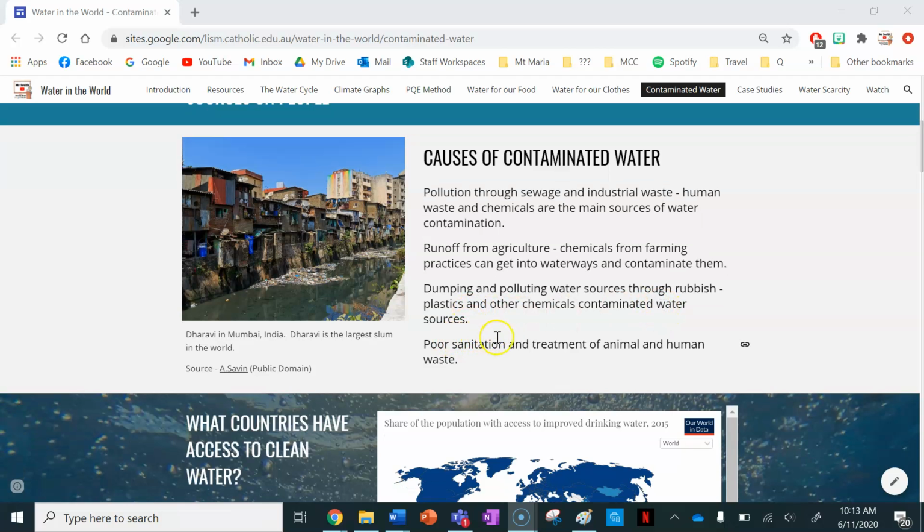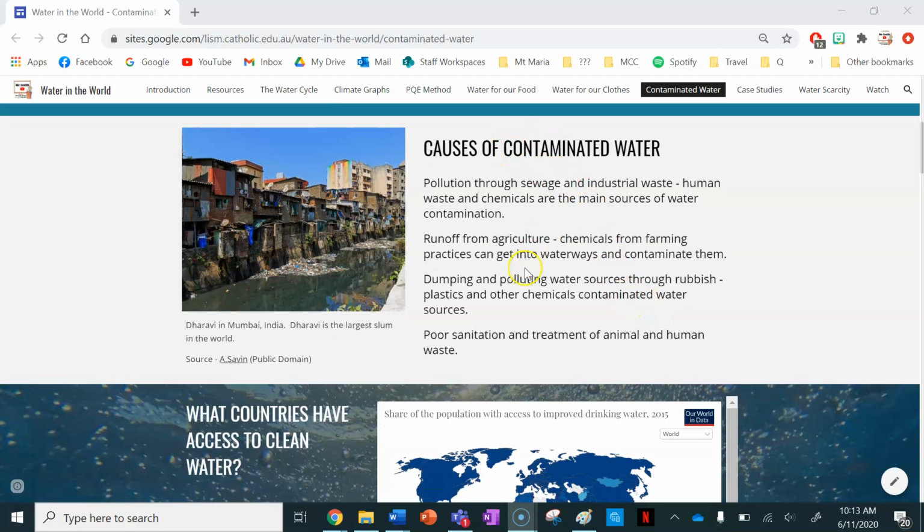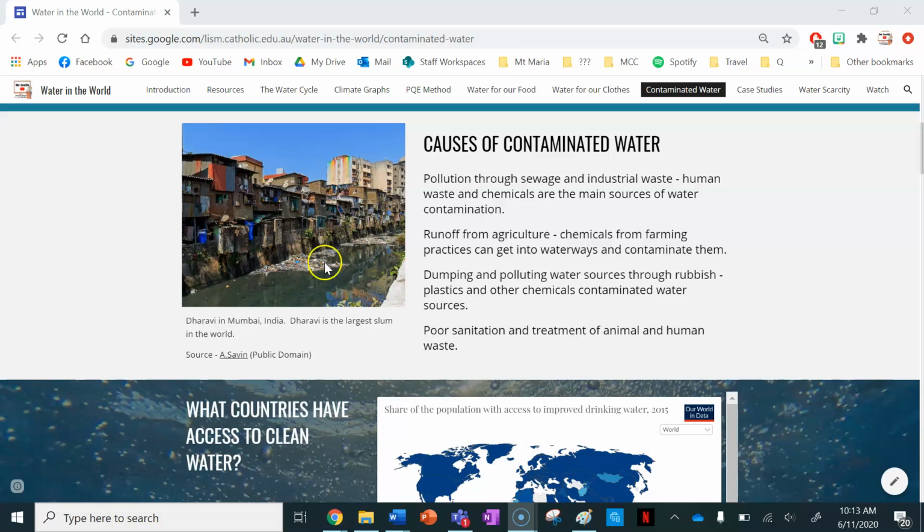And then lastly, poor sanitation and treatment of animal and human waste contributes to the causes of contaminated water as well. This is a picture of the largest slum in the world. It's called Dharavi. It's in Mumbai, India, and it really struggles with contaminated water.